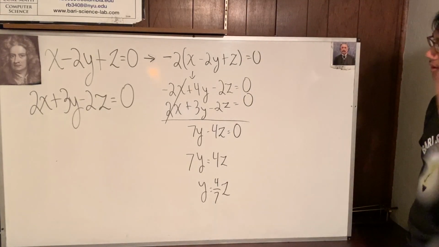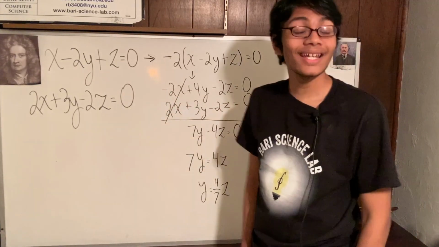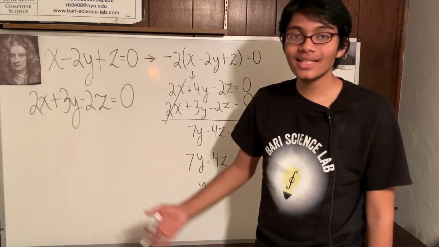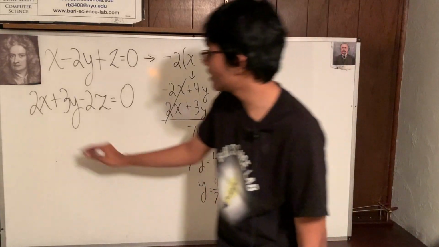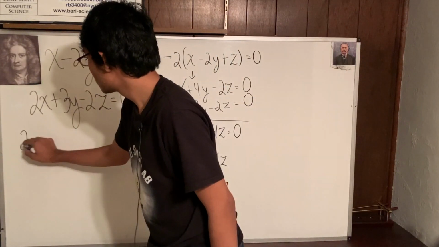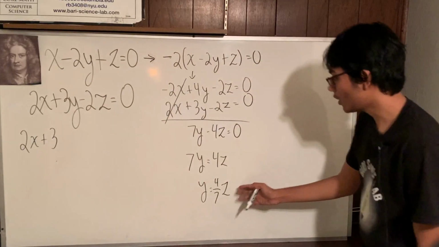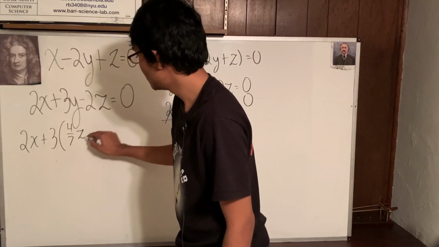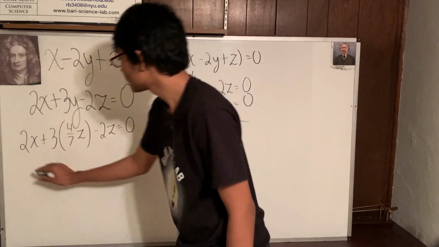Okay, and now we can go ahead and plug this back over here to get x in terms of z as well. So we'll have everything, x, y, and z, in terms of one variable. So plug y equals 4 over 7z back over here. So 2x plus 3, and not y. Instead of y, we'll put 4 over 7z, minus 2z equals 0.